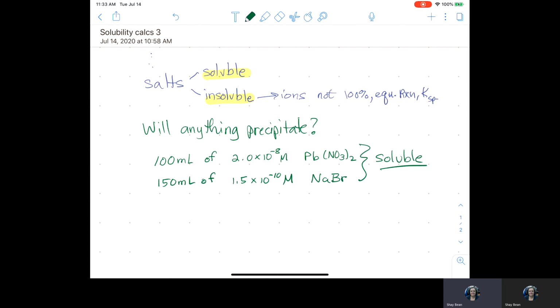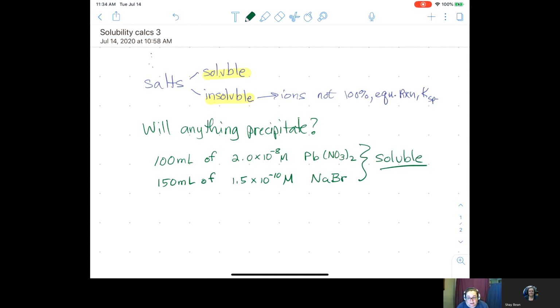So I have 100 milliliters of 2 times 10 to the minus 8 molarity lead 2 nitrate. That is in solution, that is soluble. Additionally, if I looked up lead 2 nitrate in solubility tables, I would see that it's soluble. Additionally, I do not find it on my KSP table. But even if I did, it could be that this concentration was low enough that it would be soluble at that concentration. So the context of the question is that these two solutions are soluble.